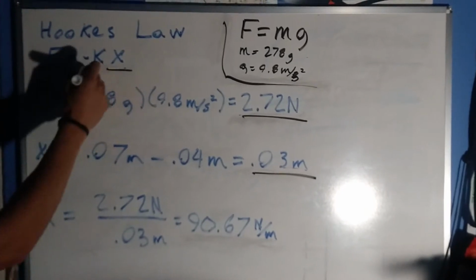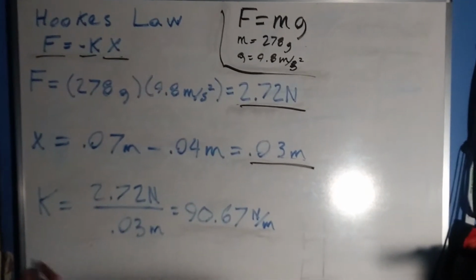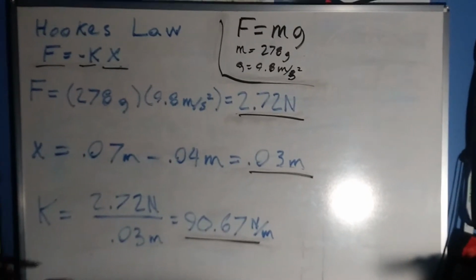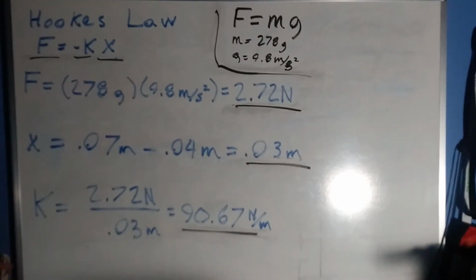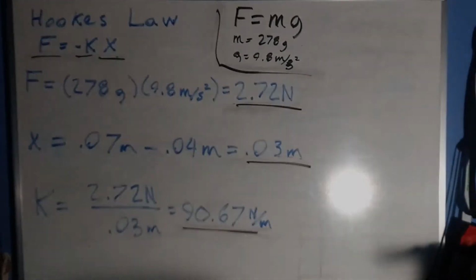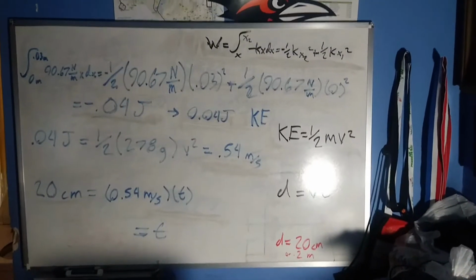And finally, we end up looking for the spring constant, which ends up being 90.67 newtons per meter. And these numbers will help us derive the time required for us to travel our goal distance of 20 centimeters. Now we'll be looking for our energy output.